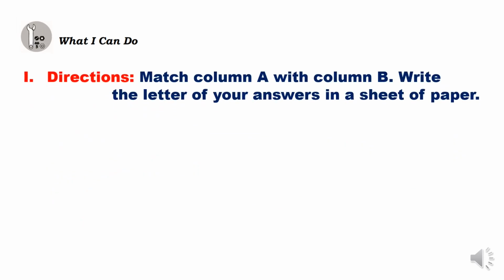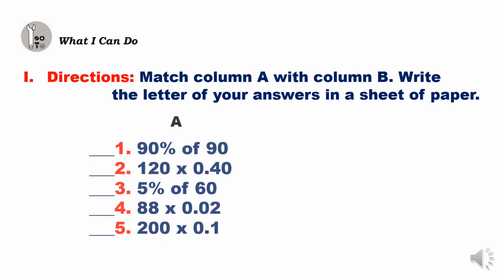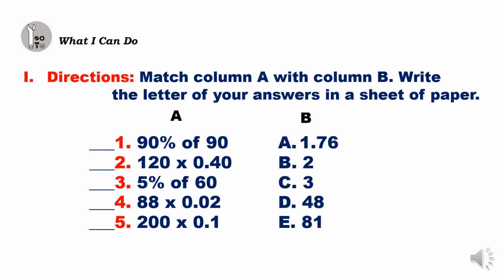Match column A with column B. Write the letter of your answers on a sheet of paper. Number 1, 90% of 90. So you need to multiply 90 hundredths times 90, and that is 81. Letter E. For number 2, 120 times 40 hundredths, that is 48. And letter D. Then continue this, numbers 3, 4, and 5.